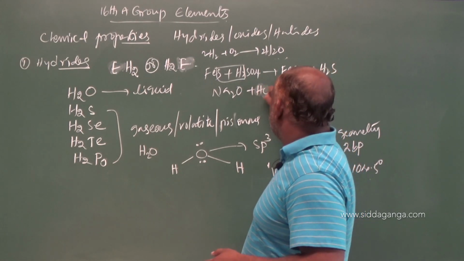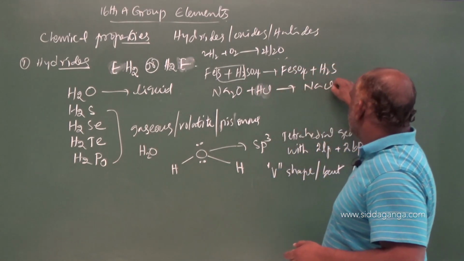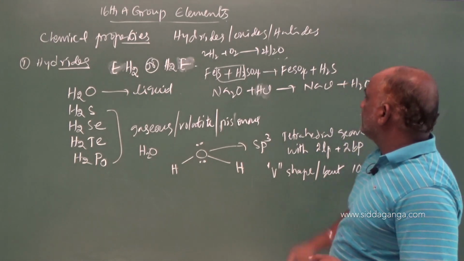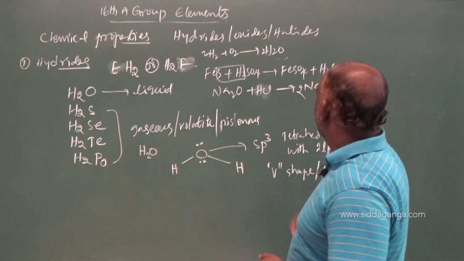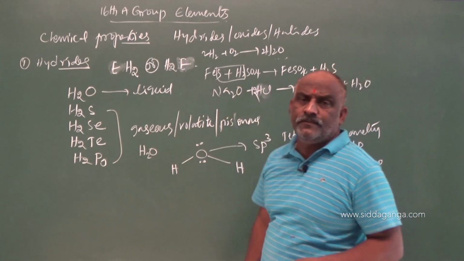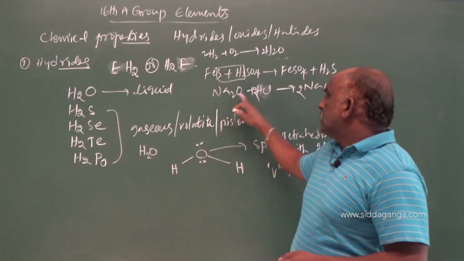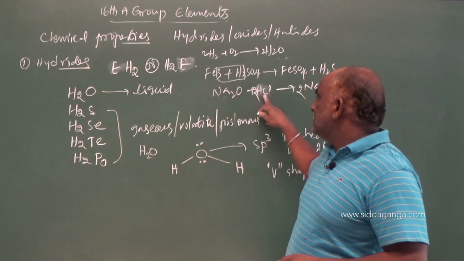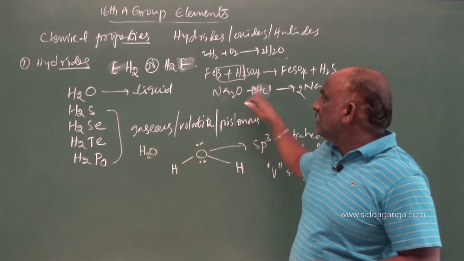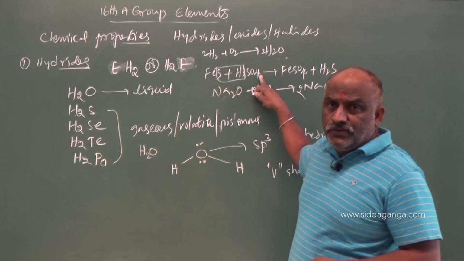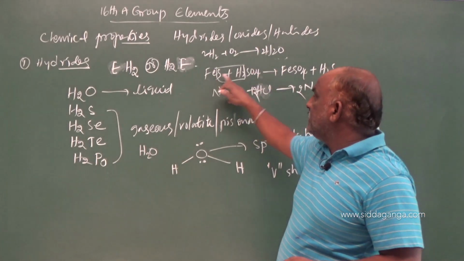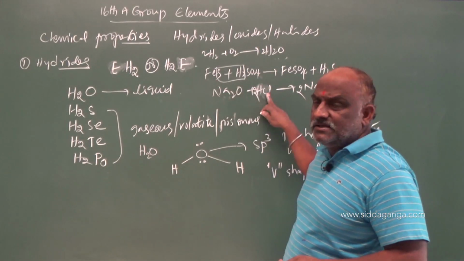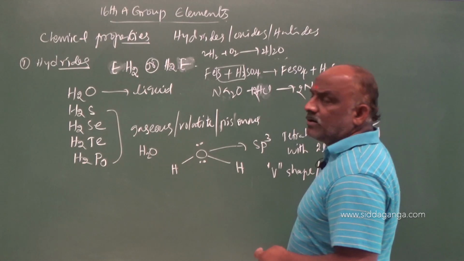Na2O plus HCl gives rise to what? We will get 2 NaCl plus H2O. See this reaction: metal oxide dissolved with acid. Metal sulfide with sulfuric acid. Metal sulfide with acid. Metal oxide with acid gives rise to a water molecule.